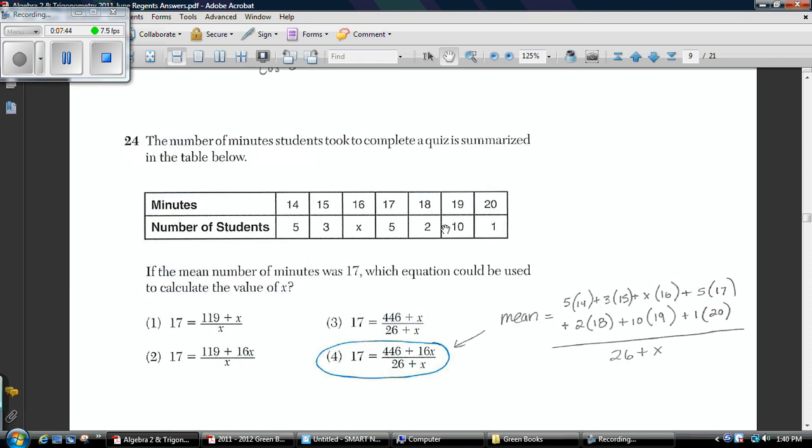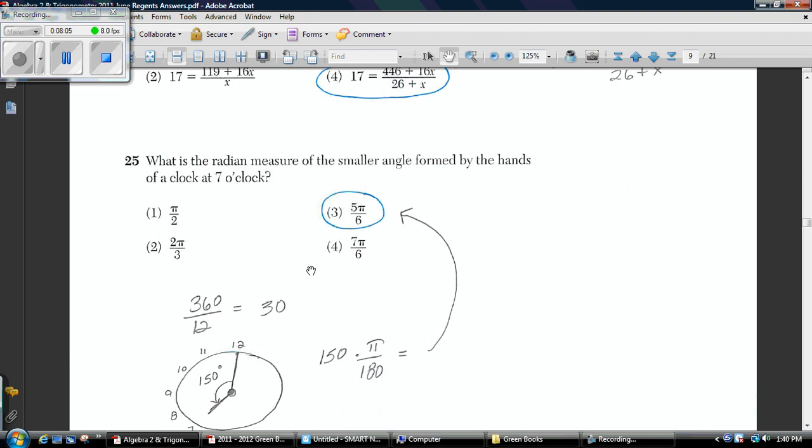The mean is the average. The key to this one is that this is actually the frequency. So there are 5 14s and 3 15s and 5 17s and 2 18s, 10 19s and 120. So you need to find the sum of all of that divided by the total number of students, and that's this right here. And that's what that turns out to be.